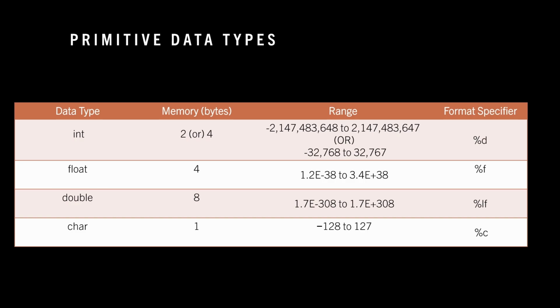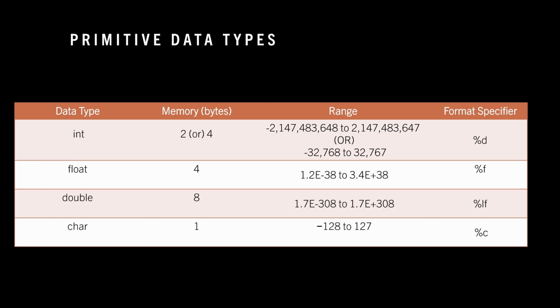Int consumes either 2 or 4 bytes of memory. So this is dependent on your compiler and your operating system. And depending on this, the range will also change for it. So if it's just 2 bytes of memory, then it will be minus 32,000 to plus 32,000, and if it's 4 bytes of memory, then it will be the higher range. And the format specifier for int is %d. So you guys do not have to worry about the range part because this is just for your knowledge purpose. This you do not have to learn or remember. And about format specifier, we will get to understand what this is when we get to the programming section.